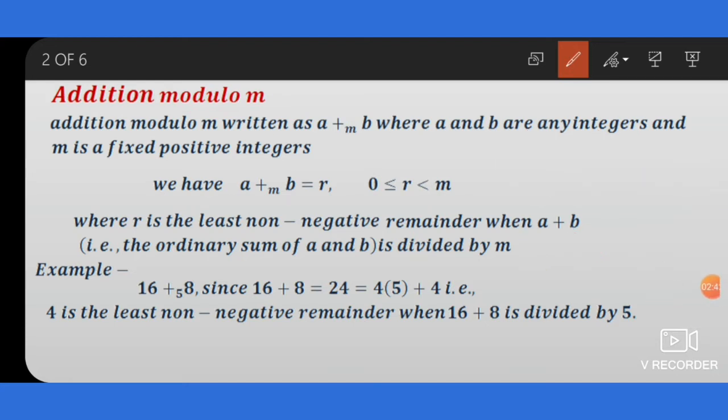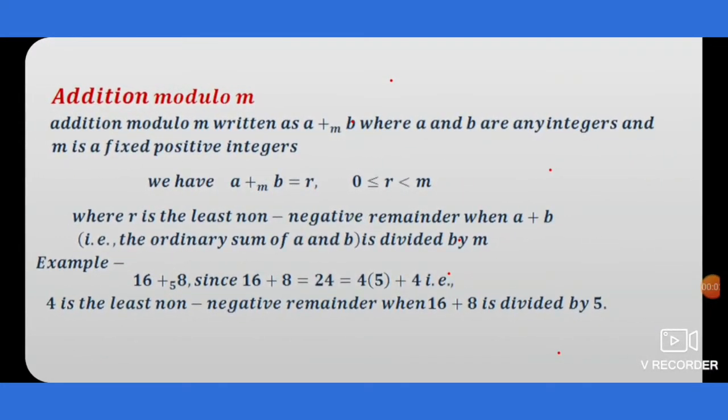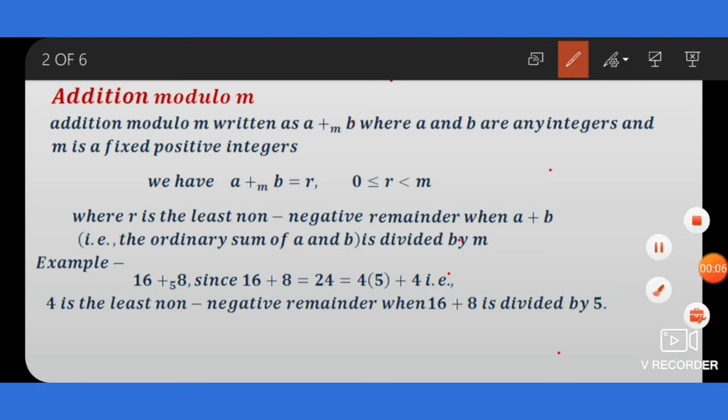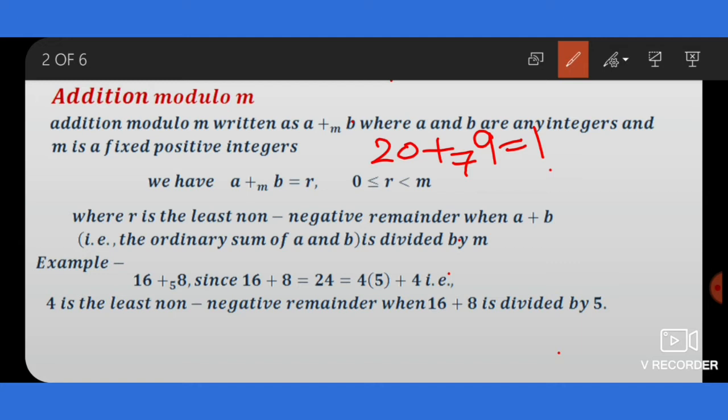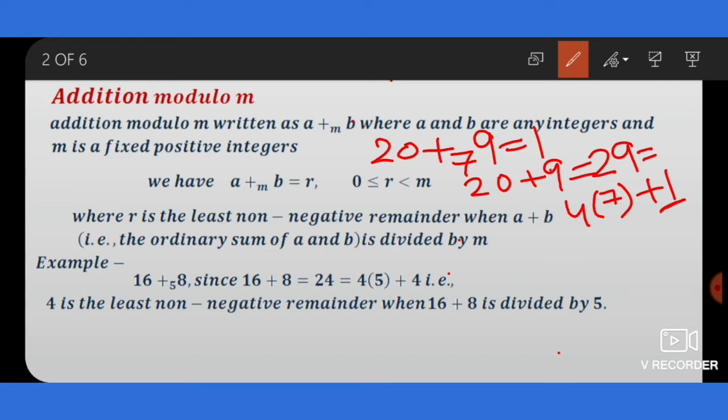Now we take another example of addition modulo m. 20 plus modulo 7, 9 equals 1, since 20 plus 9 equals 29, which can be written as 4 times 7 plus 1, that is 1 is the least non-negative remainder when 20 plus 9 is divided by 7.